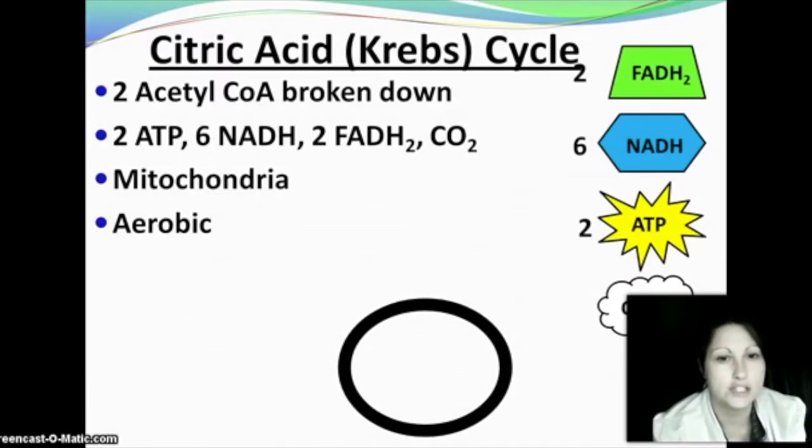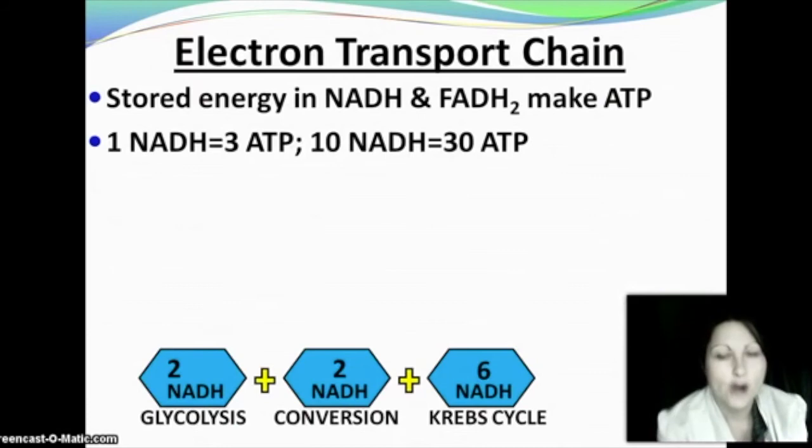6 NADHs, more shopping carts. 2 ATP, so we're making some energy directly. And then carbon dioxide, that gaseous waste product that we exhale. It happens in the mitochondria, so it has to be aerobic. All right, now for our payoff stage.